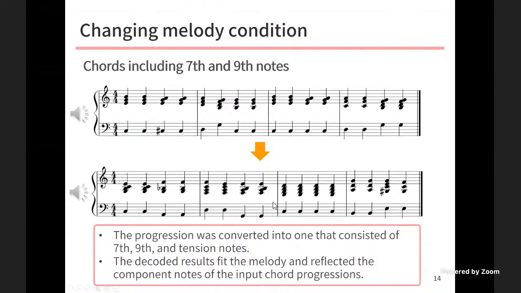Next, we used chords including 7th and 9th notes. After changing the condition, we found that the chord progression was converted into one that consists of 7th, 9th, and tension notes. The decoded result fit the melody and reflected the component notes of the input chord progressions.